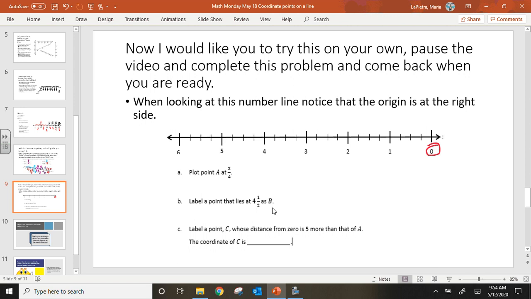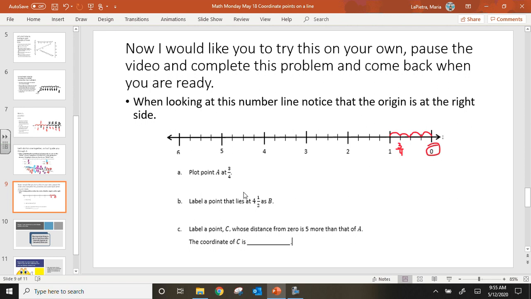Label it B. Okay. Label a point C whose distance from 0 is 5 more than A. So we will mark A, and then we will count 5 over. So let's do this. Okay. Plot A at 3/4. First of all, we're counting by fourths, because if you bunny hop from 0 to 1, 1, 2, 3, 4, you have 4 intervals. Each bunny hop is called an interval. So we went 4 times. So I've got 1/4, 2/4, 3/4. So this is 3/4 right here.